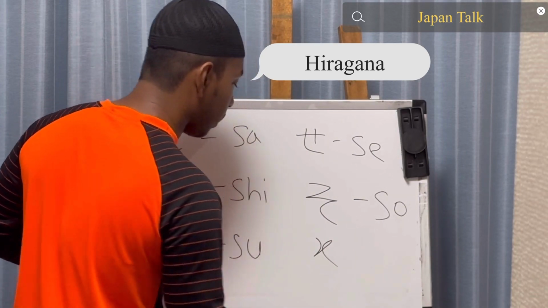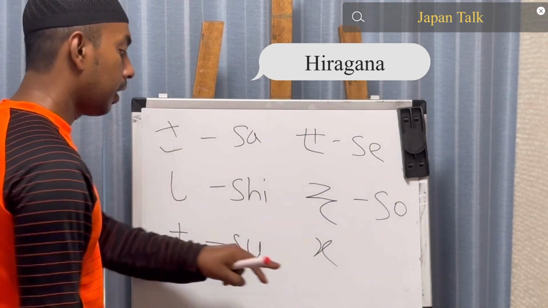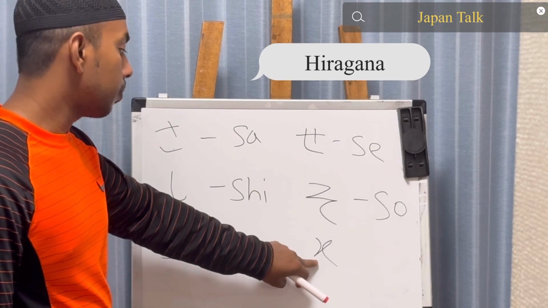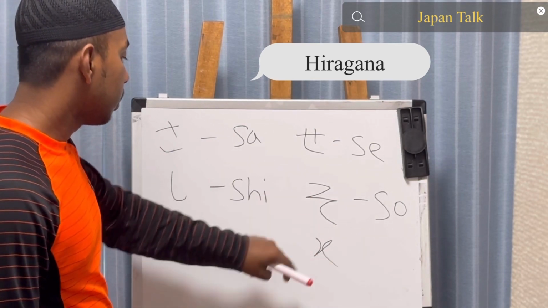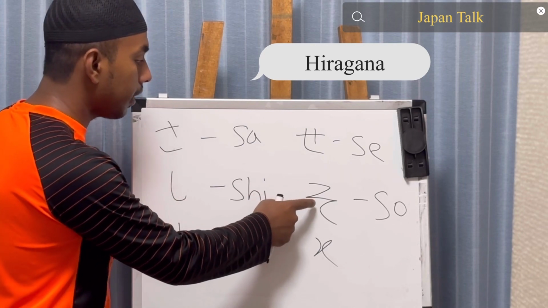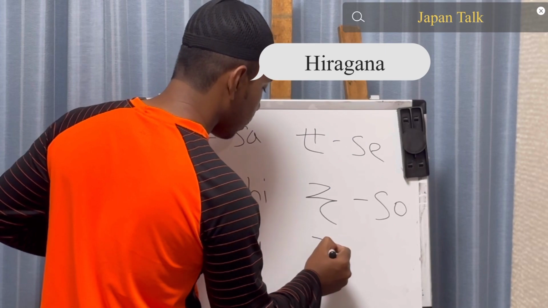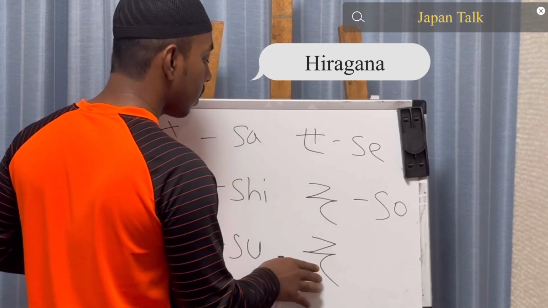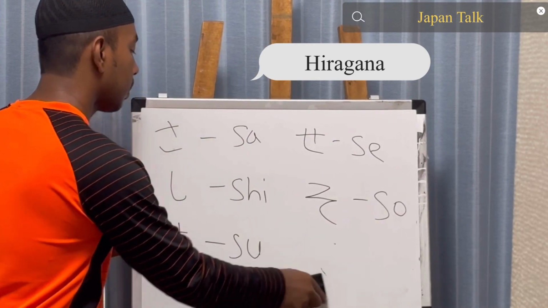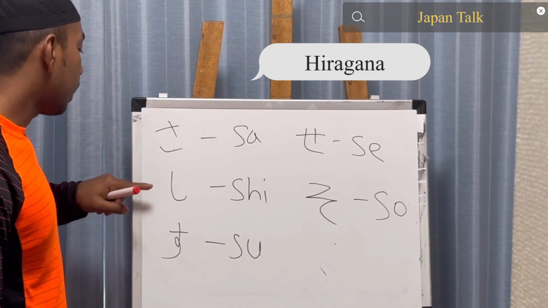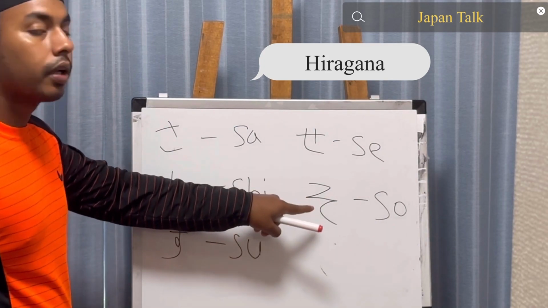Don't write like this. It's like the English alphabet X. You should write like it. It's called so. So sa, she, su, se, so.